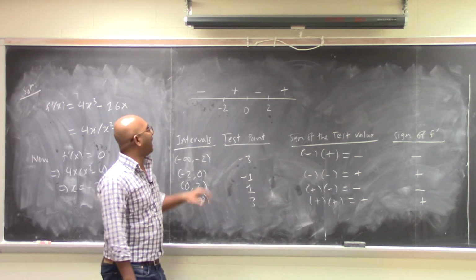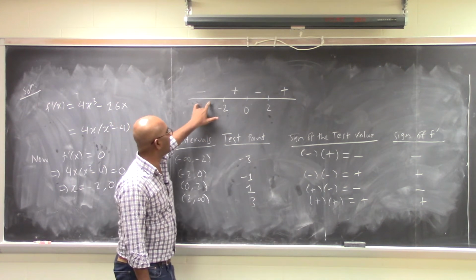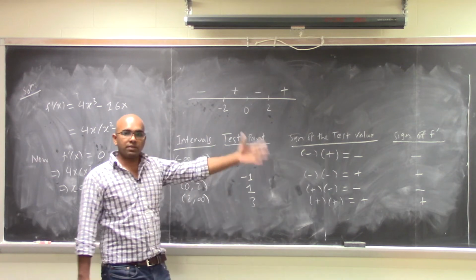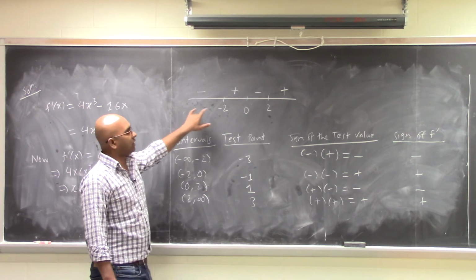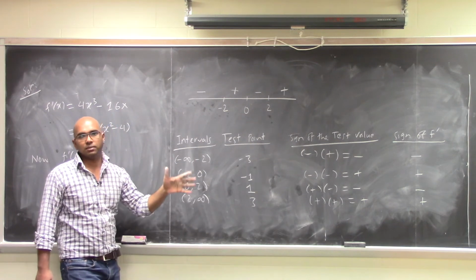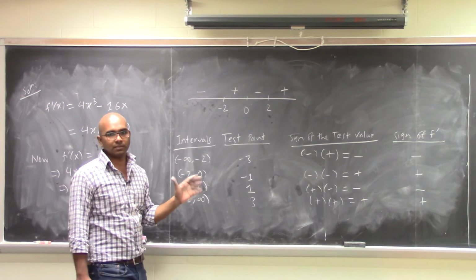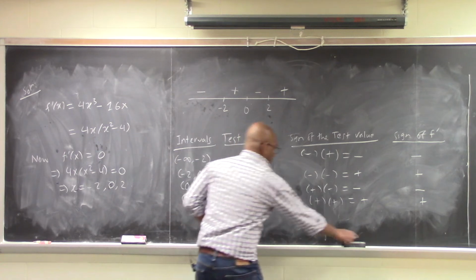Okay, and since f prime of x is negative on these two intervals by the previous proposition, our function is strictly decreasing on these two intervals. That's the end of this problem. Okay, all right.